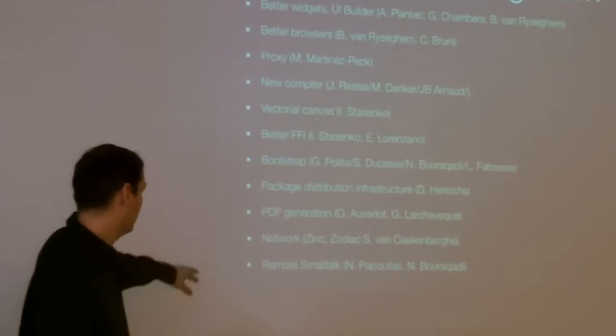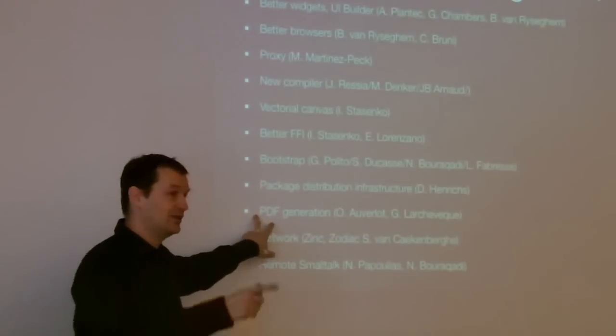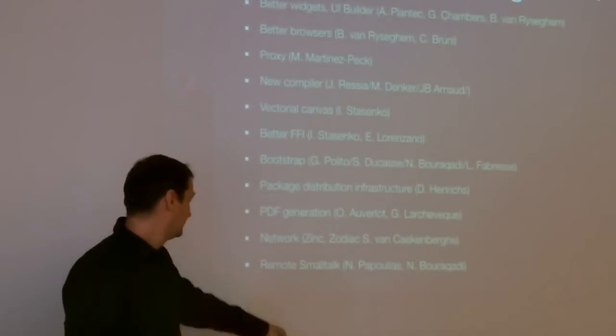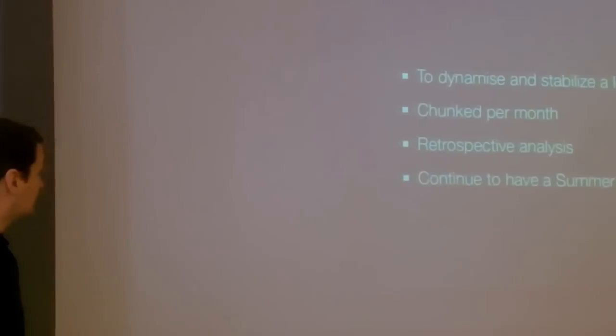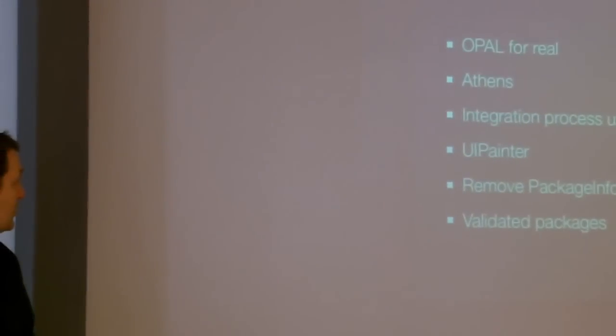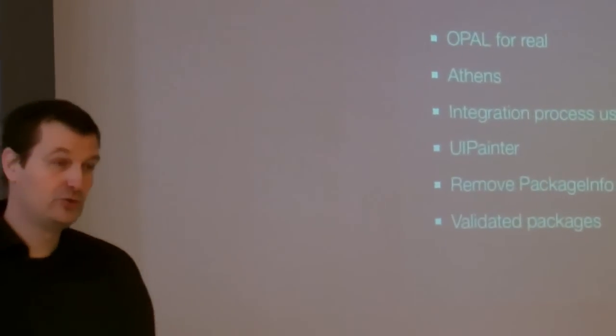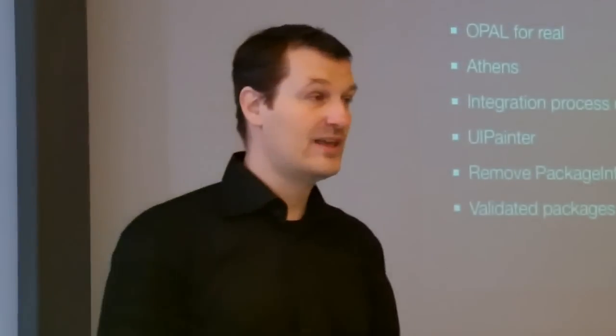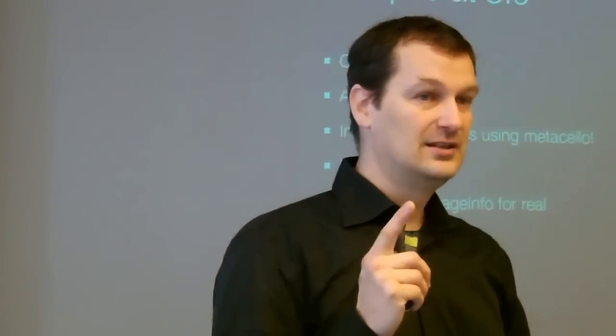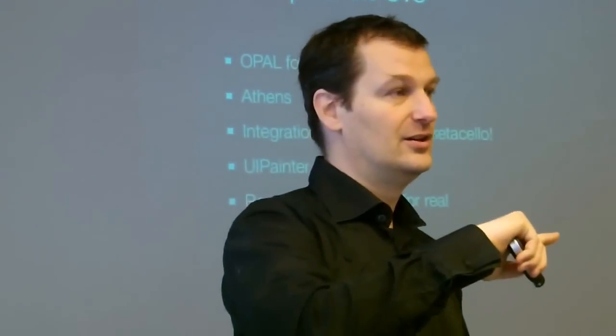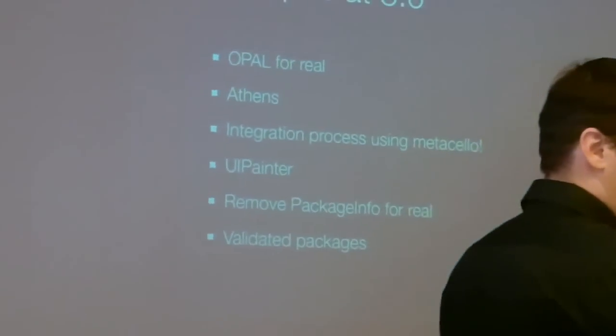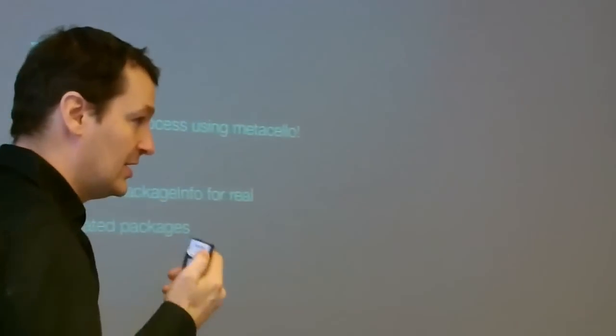Package distribution, so video generation. I know that you are using Artifact. So for Trio, we will have the new compiler for real, Athens. Athens is a canvas. This is a platform-agnostic or library-agnostic vector graphics canvas with specific instantiations, one for Cairo, probably one for OpenGL, so that we can access and have a vector graphics user interface.